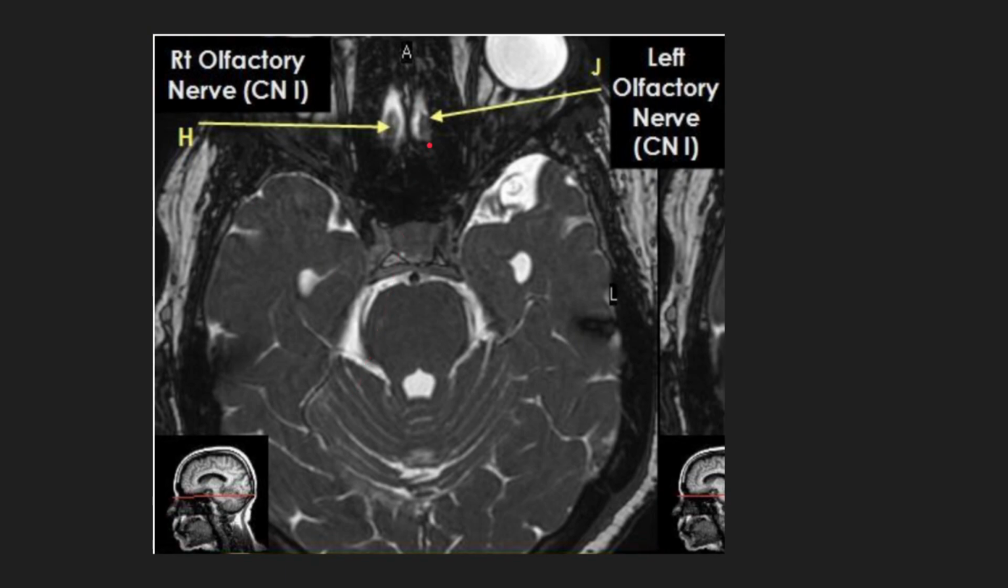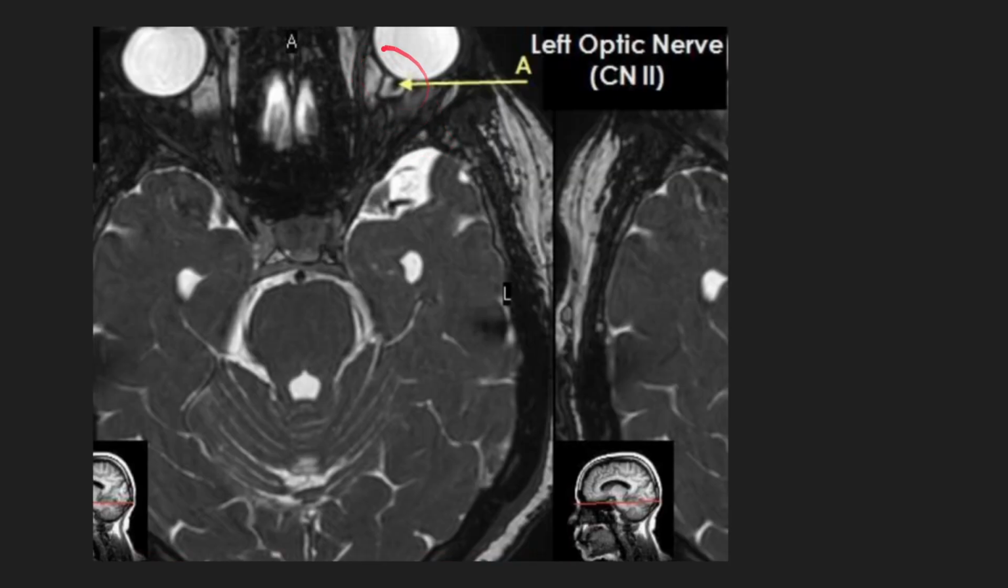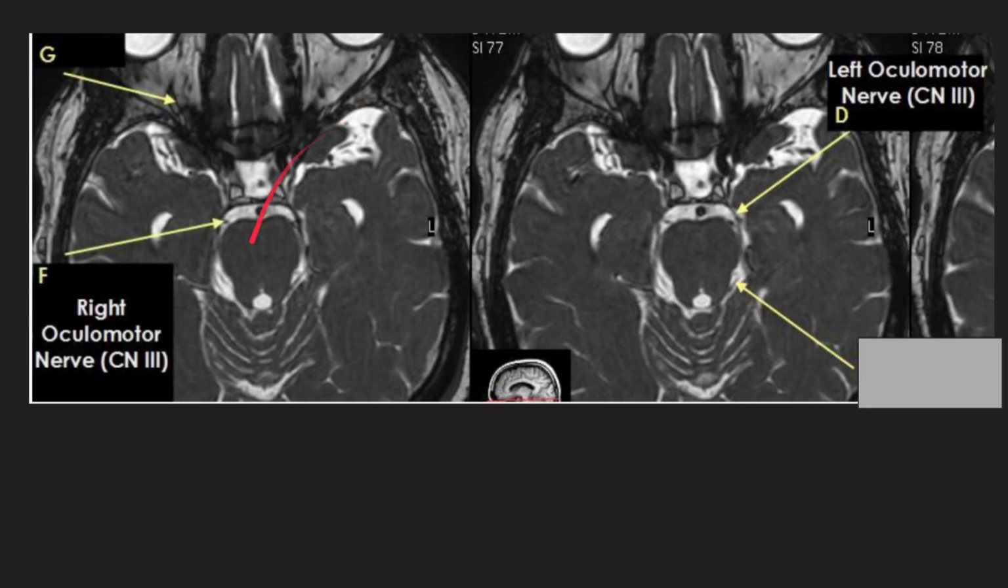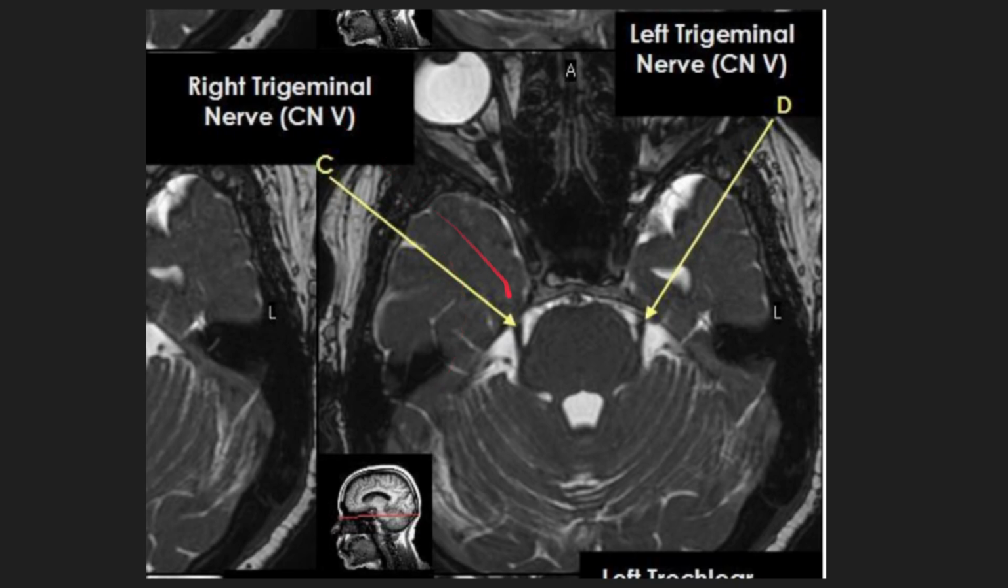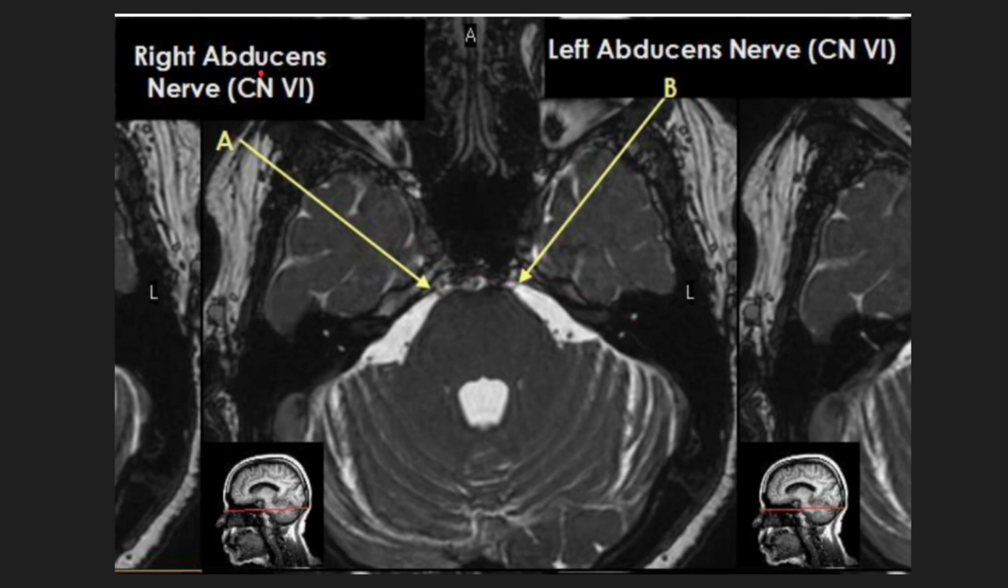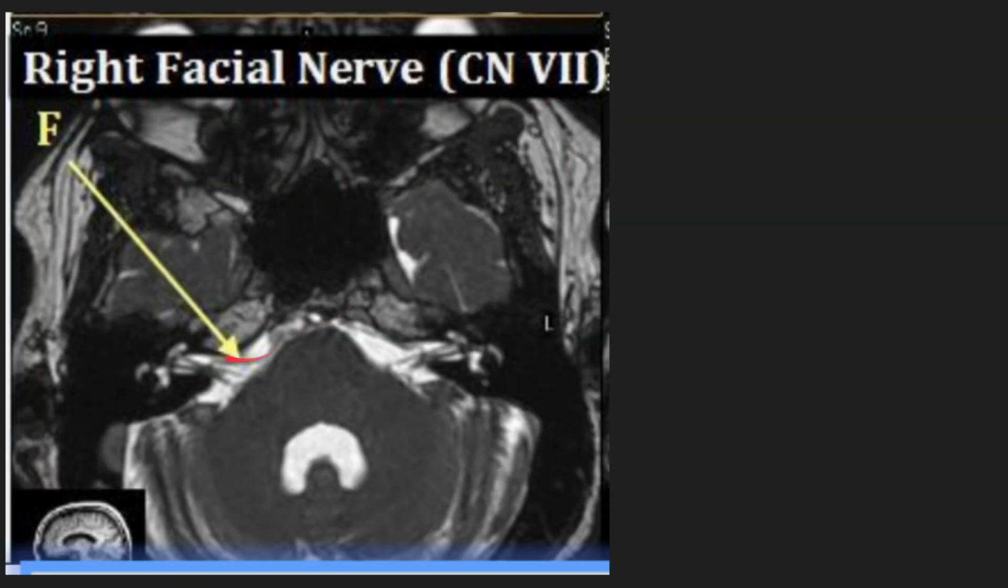internal. Cranial nerves now, so nerve 1 is right there. Optic nerve, nerve 2. 3, oculomotor on the left. 4, left trochlear is back there. Right trigeminal, 5th, is there and there. Right abducens nerve for 6 and left. Right facial nerve.